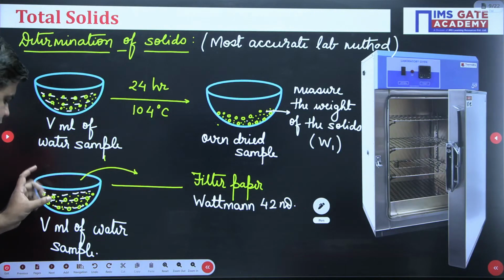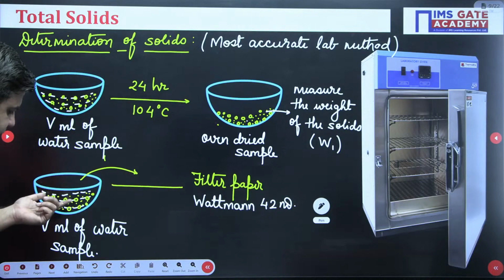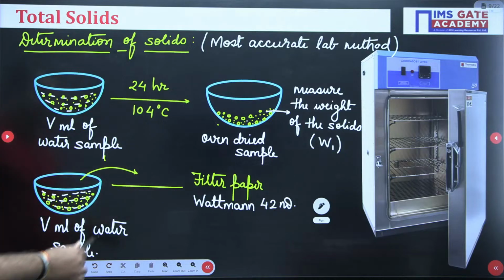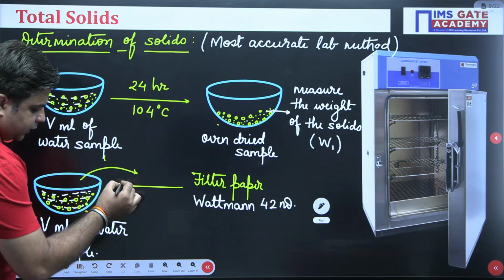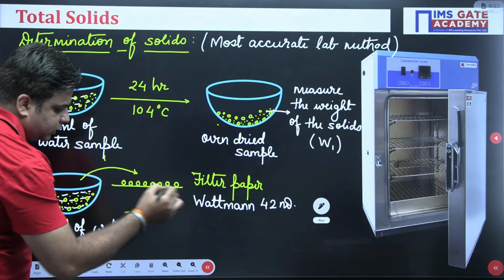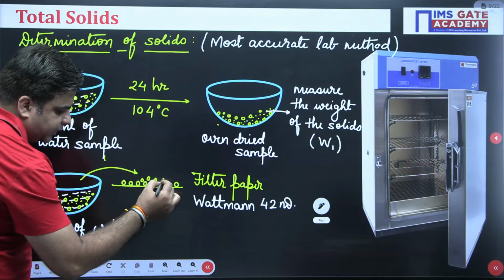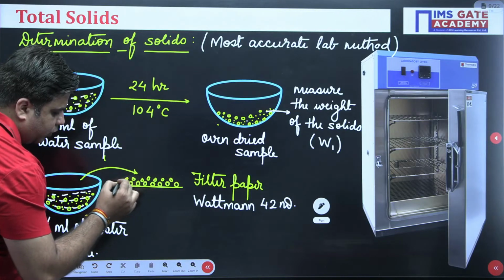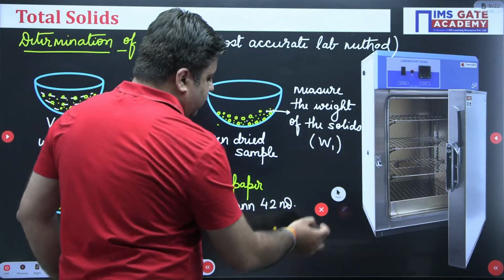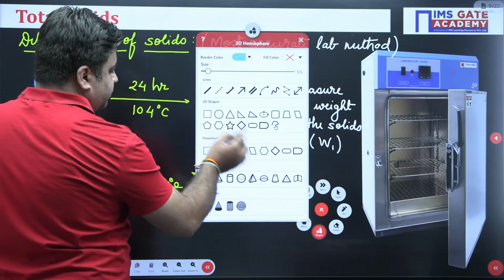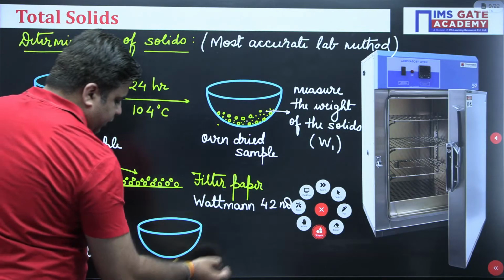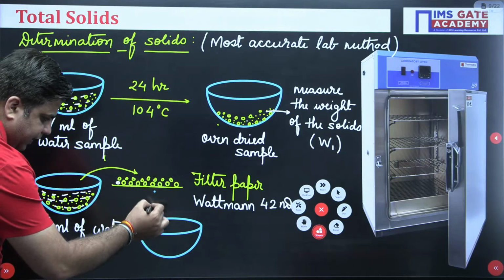Okay, so you simply take this crucible, take this water and pass it through the filter paper, and while water is passing through the filter paper, all the suspended solids will be retained over this filter paper like this, and through this filter paper only dissolved solids will pass. So this is your water sample. Now this water sample that you have collected like this, right?